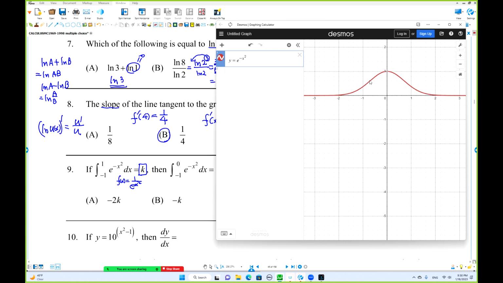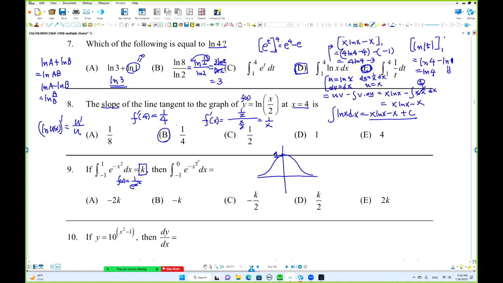One side goes down, the other side goes down, okay? But it never touches the x-axis, okay? That's the graph. But we're going to find the area under the curve between negative 1 and 1. This area is given by the number k. This area is now k.